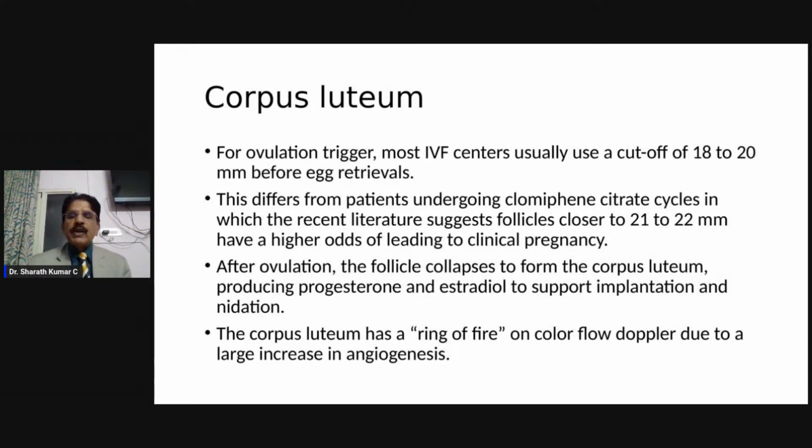After ovulation, the follicle collapses to form the corpus luteum, producing progesterone and estradiol to support the implantation or nidation. The corpus luteum has a ring of fire on color flow due to a large increase in angiogenesis. In a nutshell, the corpus luteum is the aftershoot of ovulation.